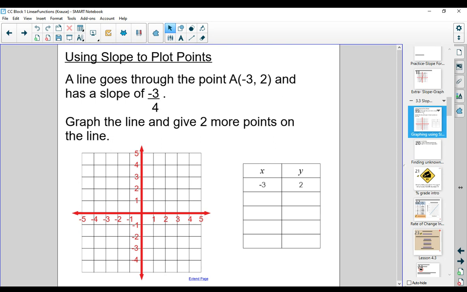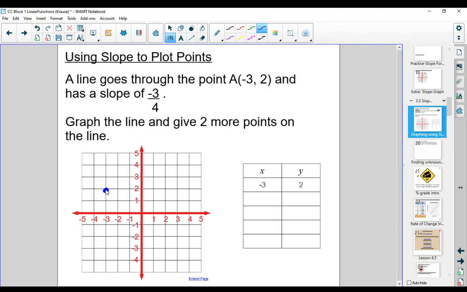So I just want to show you a couple more examples that you could be asked in relation to slope. The first one here says, using slope to plot points. A line goes through the point A, negative 3, 2, so negative 3, 2 would be right here, and it has a slope of negative 3 over 4. It says to graph the line and give two more points that would occur on that line. And I'm going to show you two ways to go about doing that.